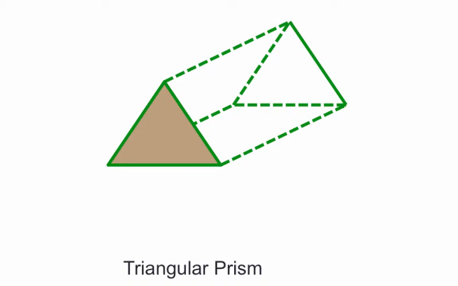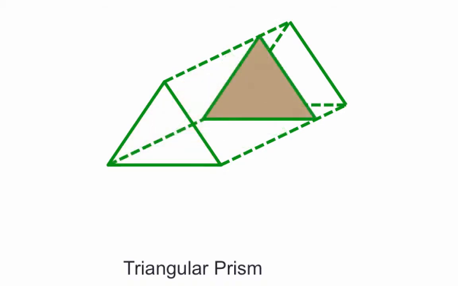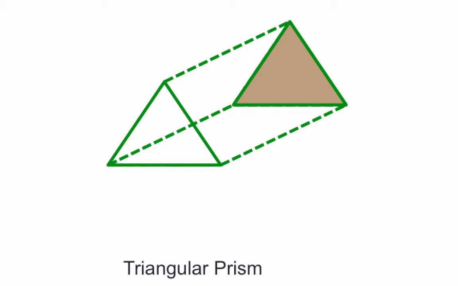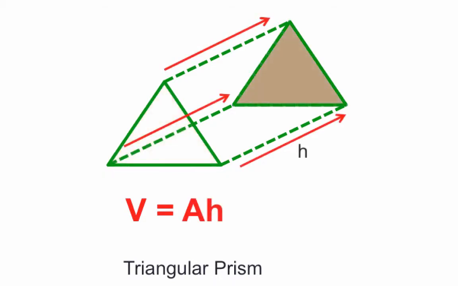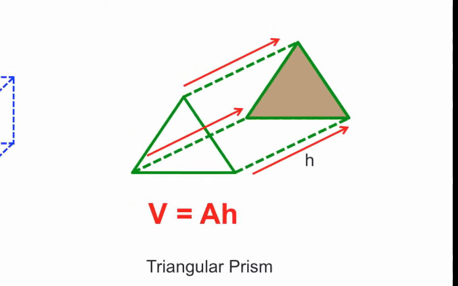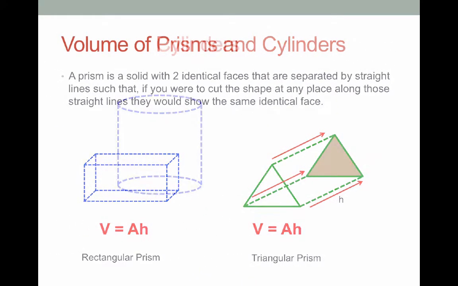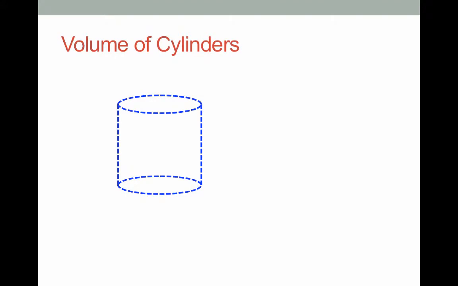A triangular prism has that front face that's a triangle, and if I was to slice along any part of those lines, I would get the same triangle all the way through. To find the volume of this triangular prism, I would need to find the area of that triangle and multiply it by its height. That is, the distance from the front triangle to the back triangle. Those are prisms. Let's take a look at a cylinder and notice the difference.